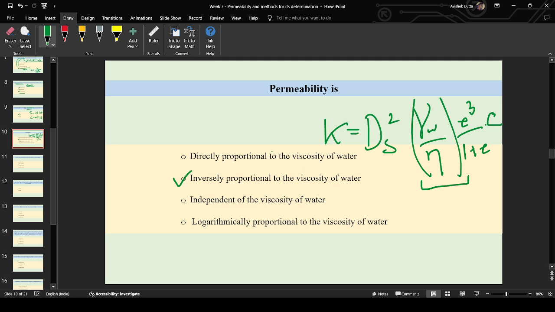When we remove this, if we divide K by this factor, that means we multiply by eta divided by gamma w. Then in this equation we have only Ds squared, e cubed by 1 plus e, and C. These are the properties of the medium and not the permeant. This is called the coefficient of absolute permeability, in which we have only the properties of the medium and not the permeant. This was just something extra I have mentioned. Anyway, in this question, it was asked how permeability depends on the viscosity of water. So it is inversely proportional to the viscosity of water. Correct.